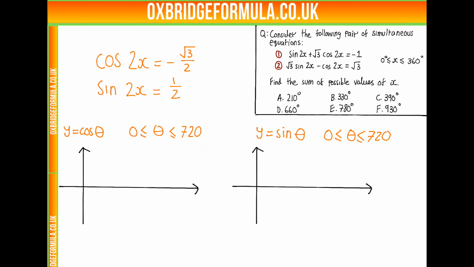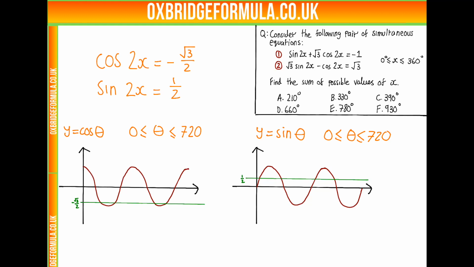So we'll have some axes. And we know y equals cos theta looks something like this. Y equals sine theta looks like this. Between 0 and 720. And we care about their intersections with minus root 3 over 2 and a half respectively. So let's draw those lines on.